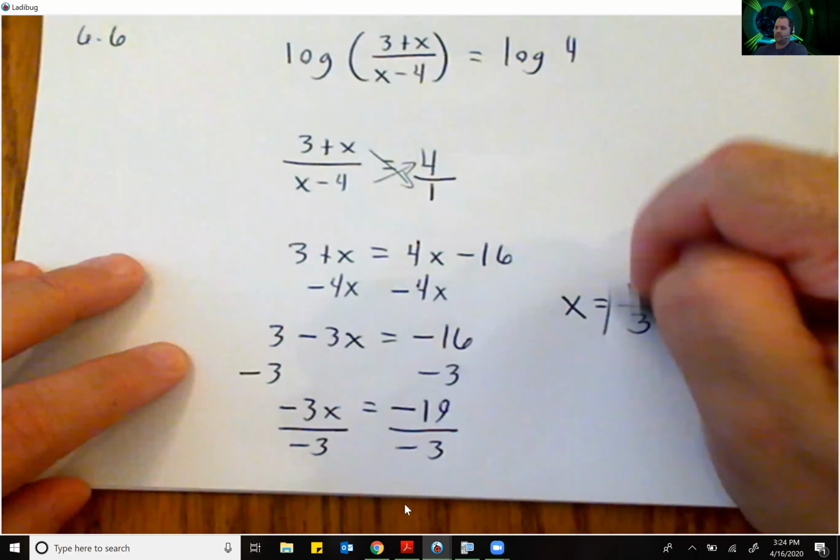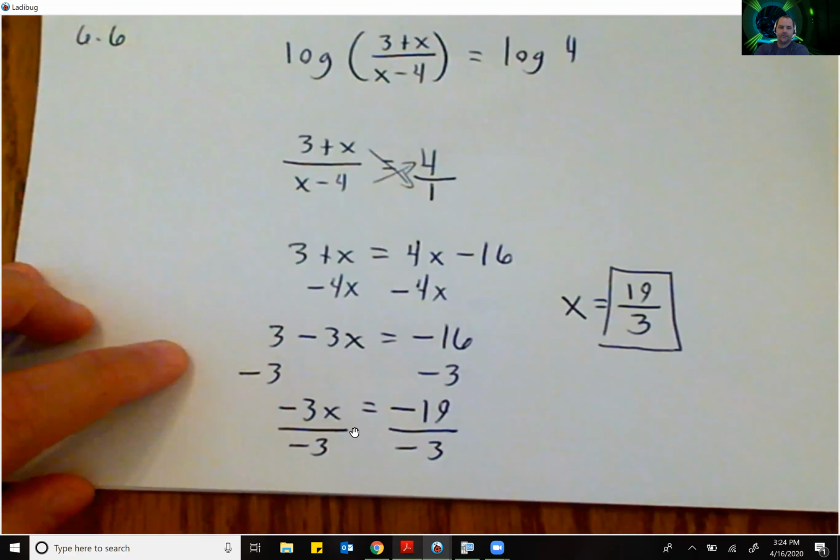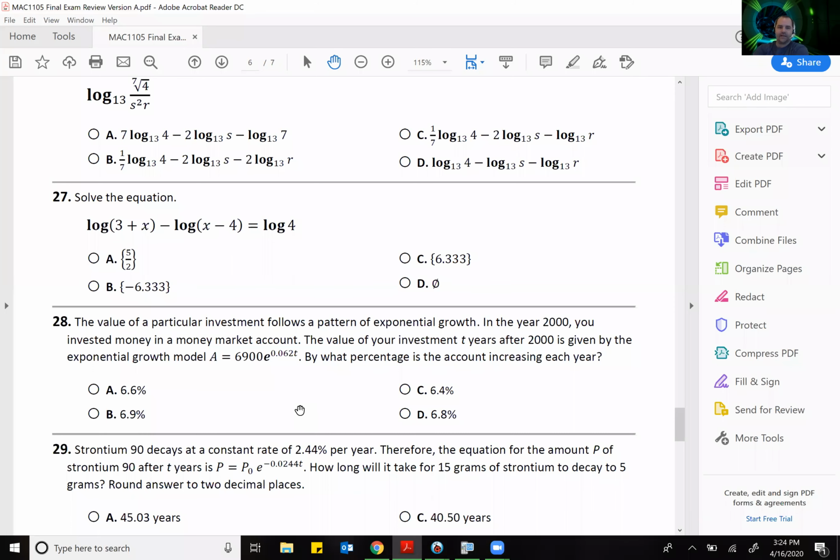Okay. And when we go back and look, 19 over 3 looks like they did the division. 19 over 3 should be 6.3333, repeating. 19 divided by 3. Yes. So that answer is C.